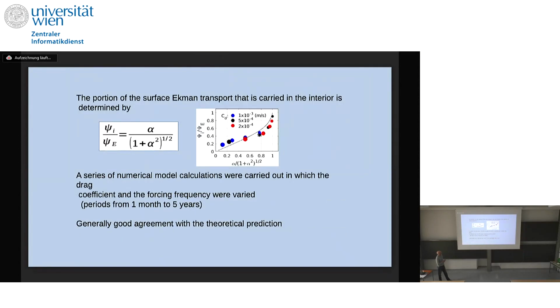So written another way, the ratio of the interior transport to the Ekman transport is just this ratio. So I've plotted it here as a function of that non-dimensional number. The solid line is the theory, and each of these symbols represents another primitive equation model calculation where I diagnosed the strength of that interior overturning. The size of the circle represents the period, so this is 1 month forcing, and this is 5 years period. And then the color represents the strength of the bottom drag. So I'm varying a couple of parameters.